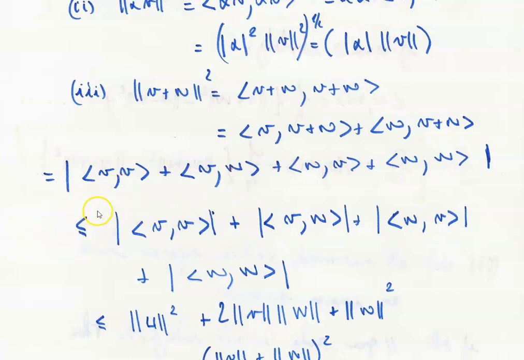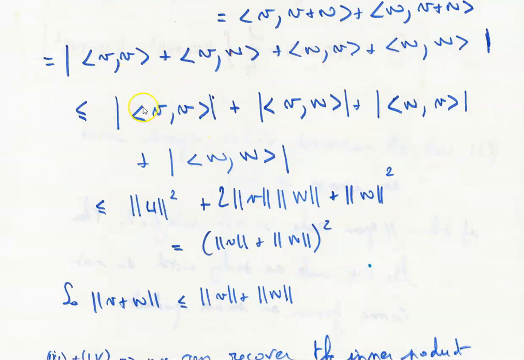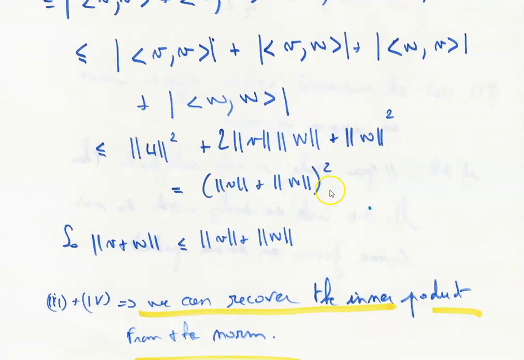But this can be bounded. This is inferior to the sum of the absolute values, because you know that the absolute value of A plus B is less than the absolute value of A plus the absolute value of B, of course. And what is the absolute value of the inner product between V and V? It's nothing less than the norm of V squared. Then for this one, it's the norm of W squared, and these two others can be bounded by 2 times the product of the norms of the vectors V and W.